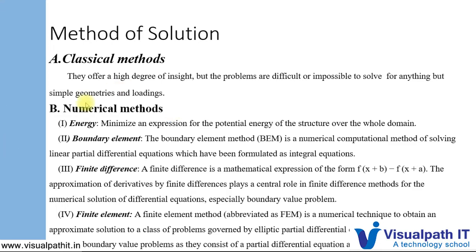Numerical methods are a kind of approximation methods. They will not be giving you the exact solution to the problem, but they will give you a very close solution to the problem depending upon the discretization, or depending upon how we are using those methods. We have energy method, where we minimize an expression for the potential energy of the structure over the whole domain. So it's representing a system in the form of potential energy, and we will be representing the system in a form of equations, and we'll be solving it.